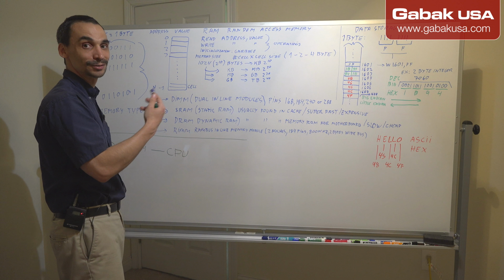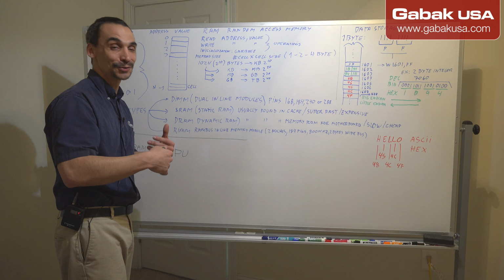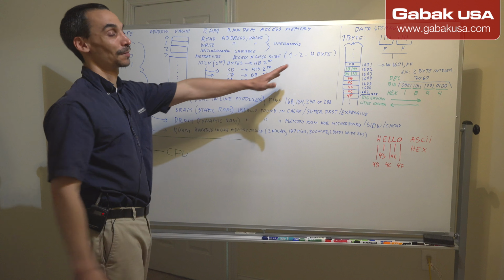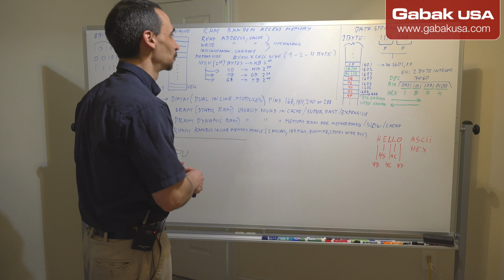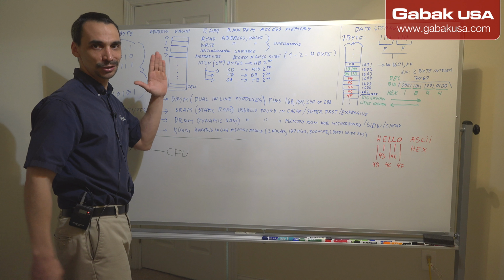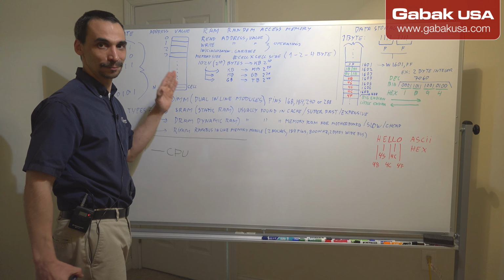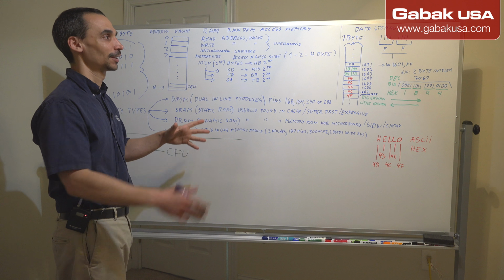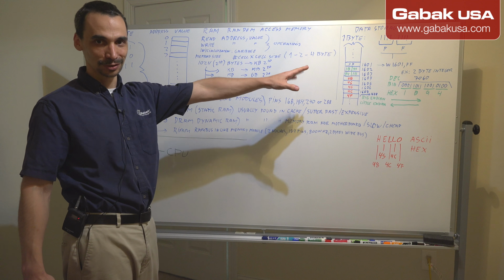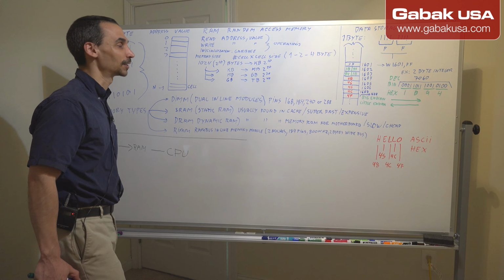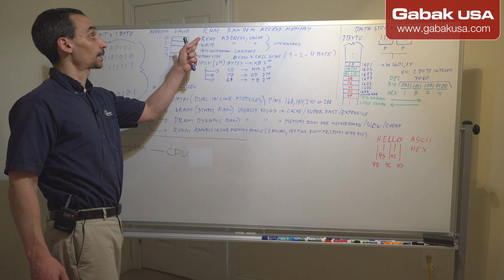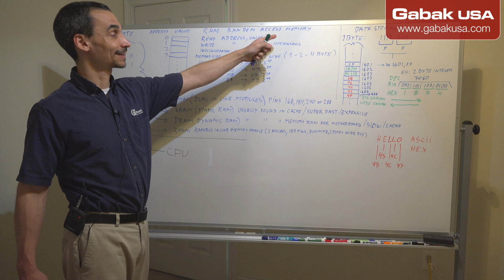So it could be one or zero, or it could be something else that I'm going to show you here. But on the computer, it can only handle this one or zero, and we can do some conversion that I'm going to teach you in a little bit. Okay, RAM means random access memory.